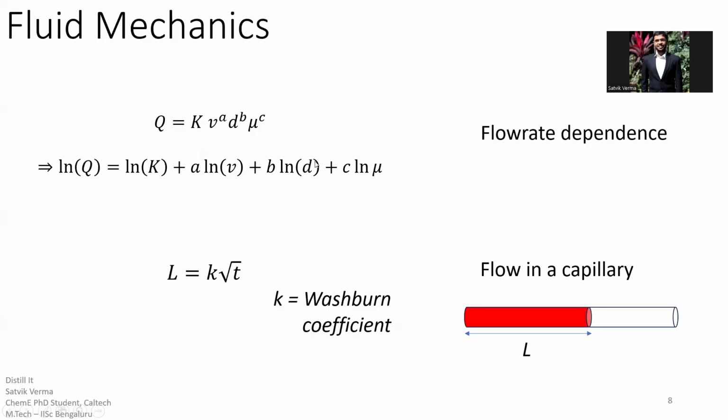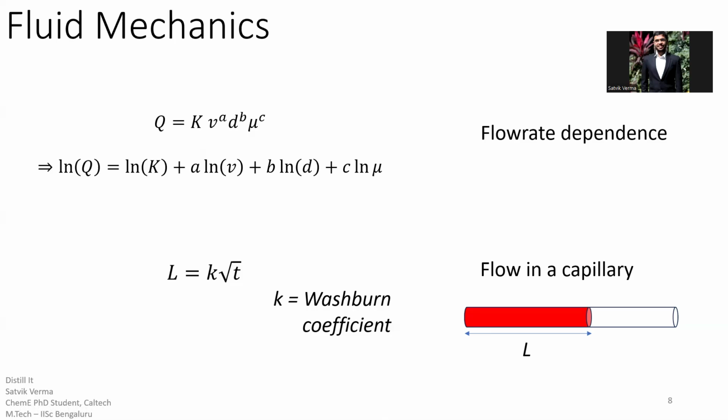Now, this is an example of a multiple linear regression, but over here again, you can fix some of these quantities. For example, you can fix D and you can fix mu, right? And you can obtain ln v, right? So in that case, beta naught becomes ln k plus b ln d plus c ln mu, and beta 1 becomes a. So that way you're able to obtain the value of a.